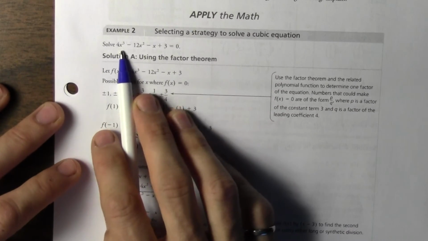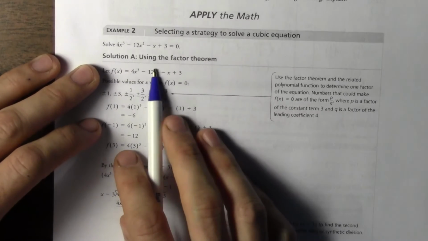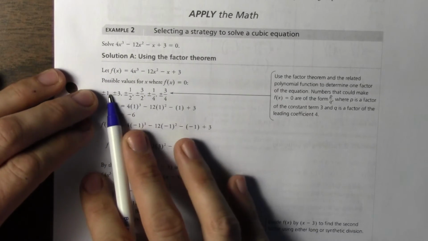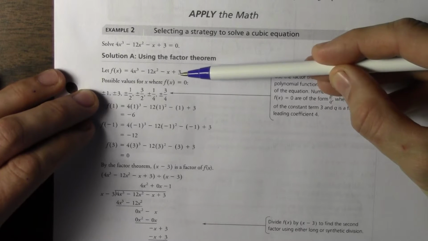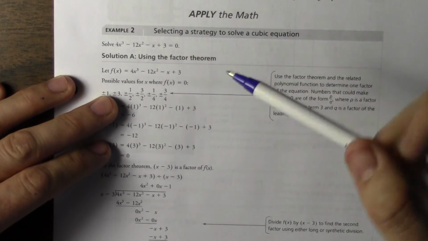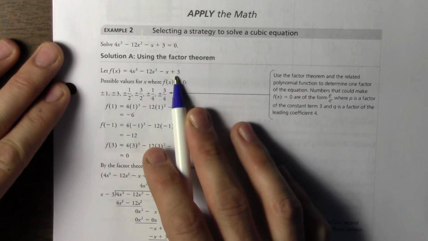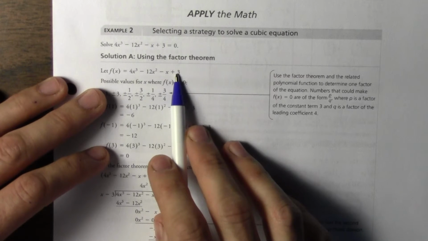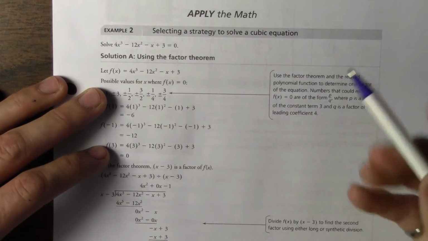Example 2, solve 4x cubed minus 12x squared minus x plus 3. The first solution uses the factor theorem. So what is the factor theorem again? We set everything equal to 0 and we guess and test. The values we test are multiples of 3 over multiples of the leading coefficient of the highest degree. This is what I was talking about in the last example. In the previous chapter, I mentioned that the guess and test values are multiples of the last constant. Now I'm adding to that: they're multiples of the last constant over the first coefficient.